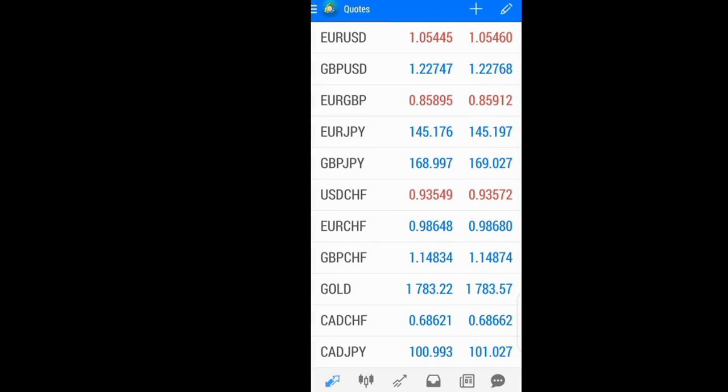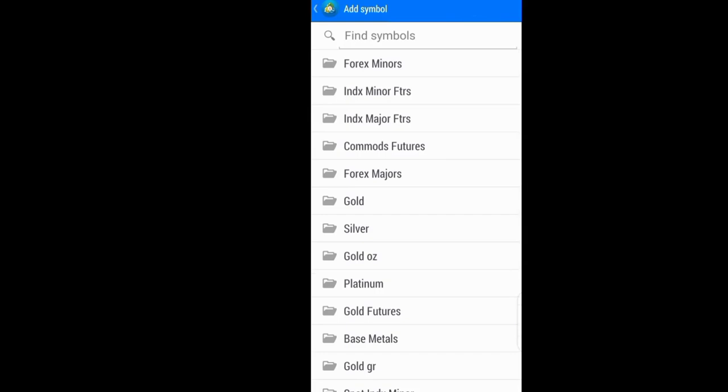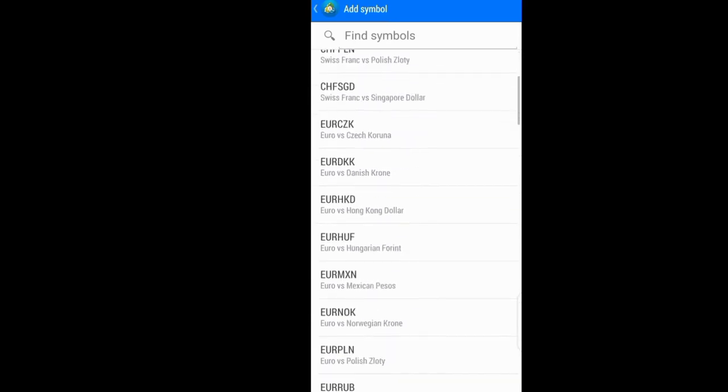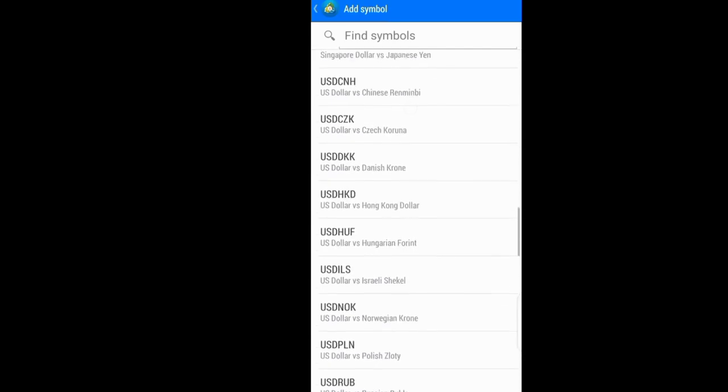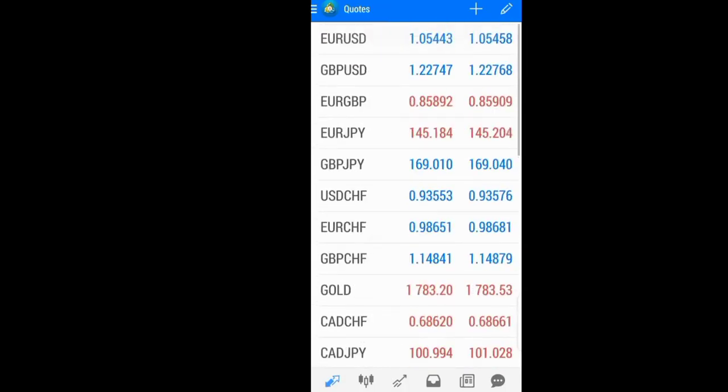So that is what is there in the quote. Then this plus sign in the quote is where you can add more currency pairs. So you can always add more currency pairs. Right now we have forex minors. You can look for any currency pair you want to trade here, click on it, and it will be added to this place, to this quote.